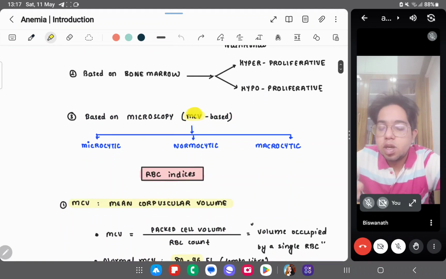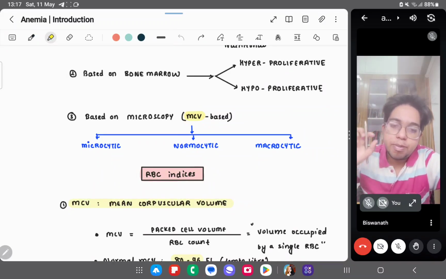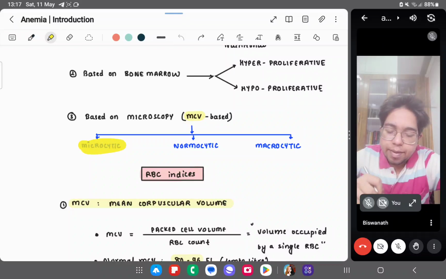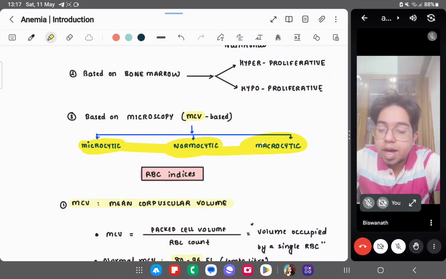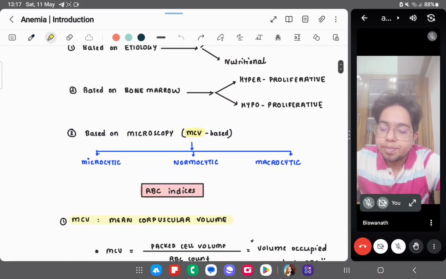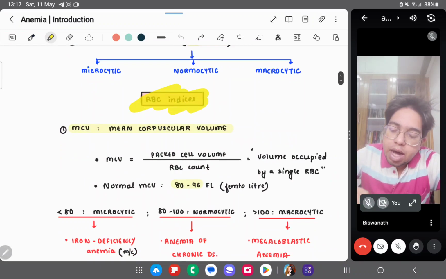Microscopic classification based on mean corpuscular volume. That is MCV. That is the volume of a single RBC. So based on that, we have microcytic, normocytic, and macrocytic anemias. So let's talk about RBC indices.